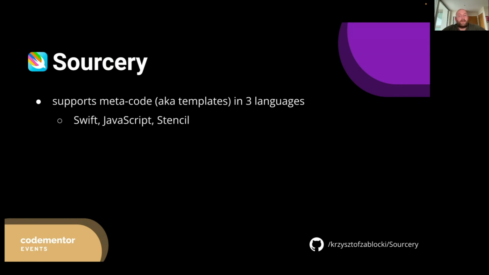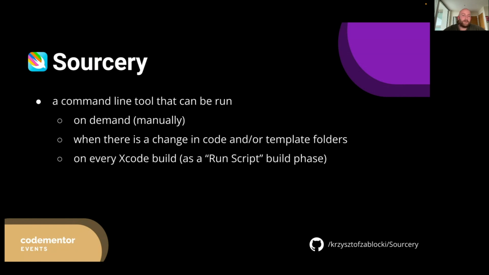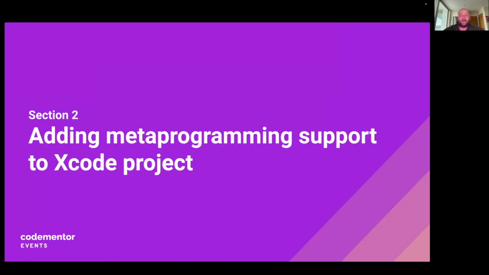It supports metacode in 3 languages: Swift, JavaScript, and Stencil. And also, it's a command line tool. It can run on demand manually when there's a change in code or template folders, and also on every Xcode build as a run script build phase. Okay. Now let's take a look at the Xcode project.